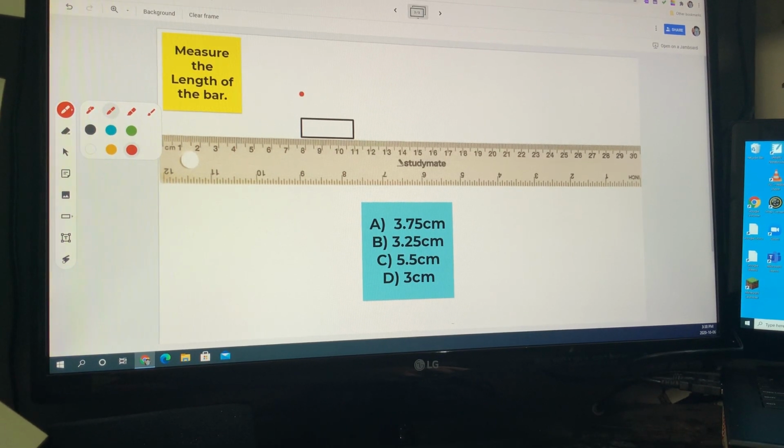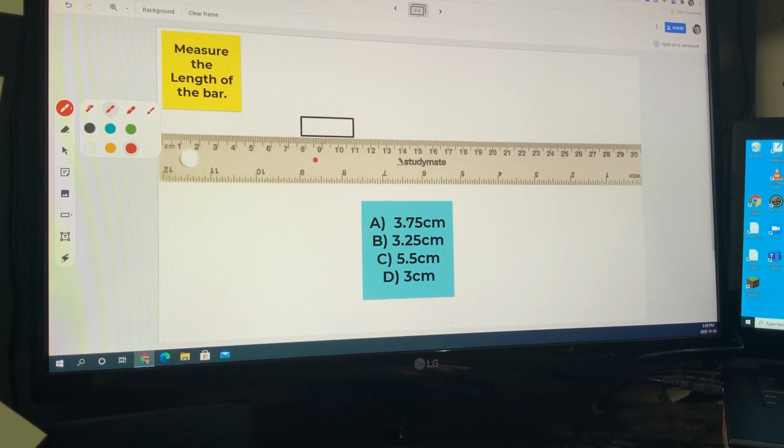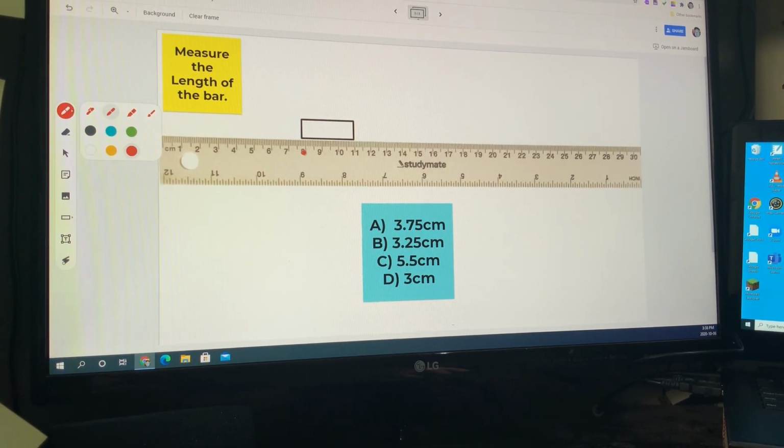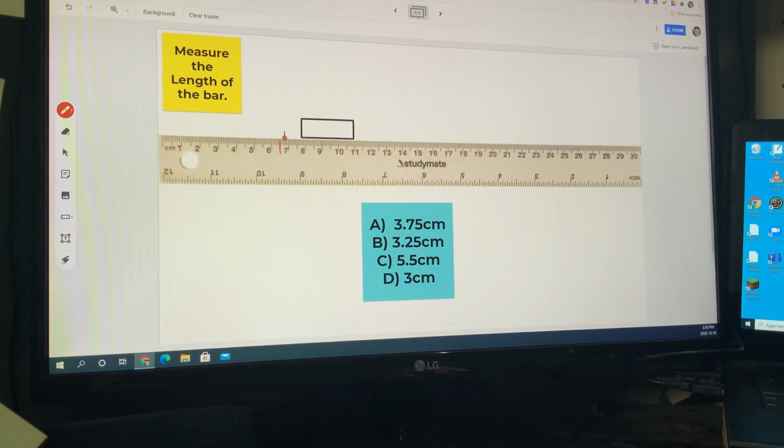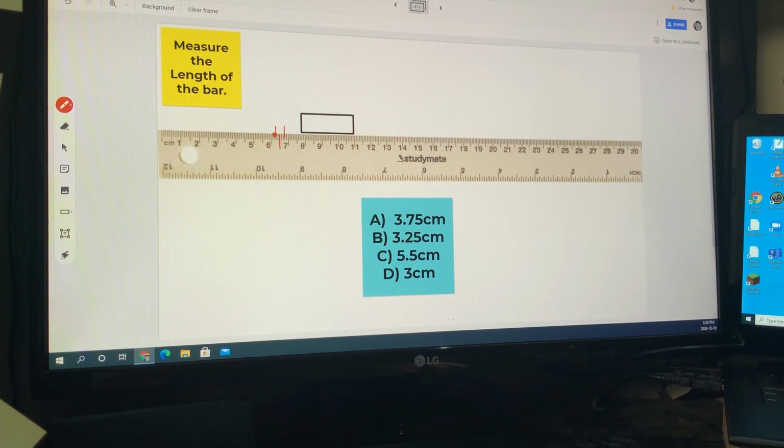All right, once again, in the measurement, it doesn't start at 0, it starts in between some numbers. Now we know that this line, the larger line in between two numbers, is half. But in between a half, think of your money, quarters: 1 quarter, 50 cents, 75, $1. So in this case, it's 6.25, 6.50, 6.75, 7, and we're right here.